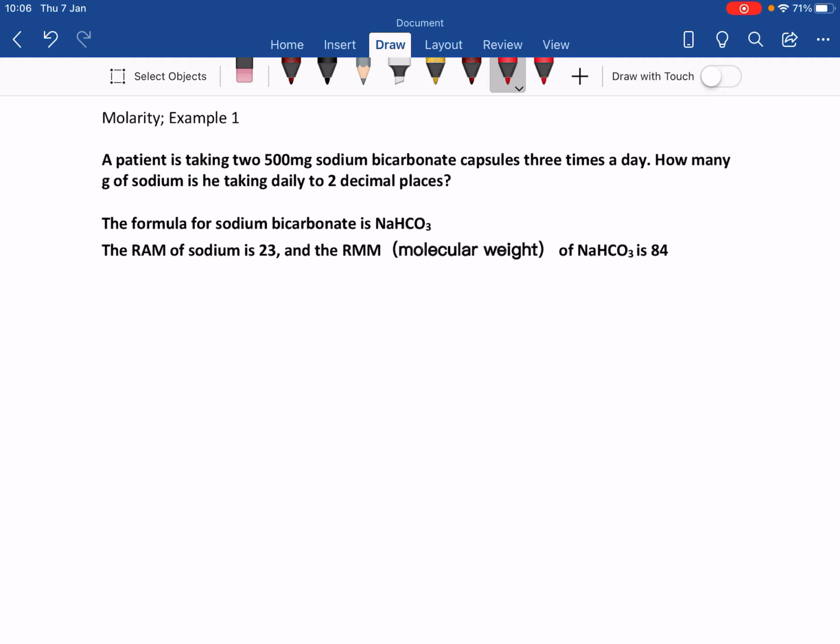So first of all, we work out how much sodium bicarbonate he's taking a day. He's having 2 500 mg capsules 3 times a day. So 2 times 500 times 3 means that he's taking 3,000 milligrams of sodium bicarbonate a day. Now, it's important to remember at this point that molecular weight is expressed in grams, not milligrams. So at this point, I would convert that to grams. So 3,000 milligrams is the same as 3 grams.